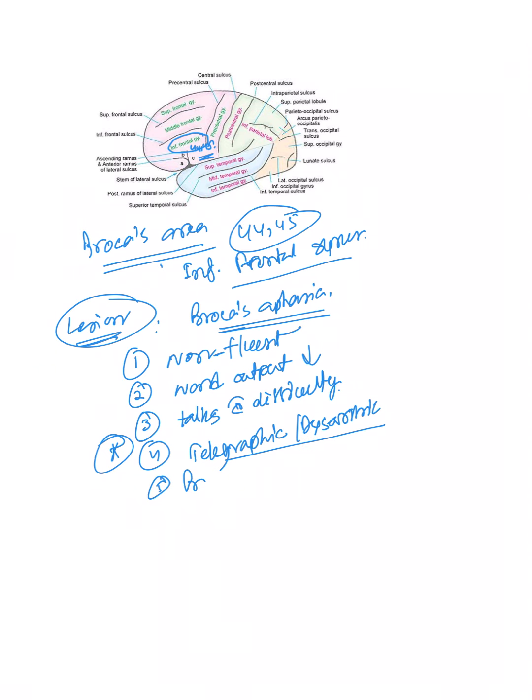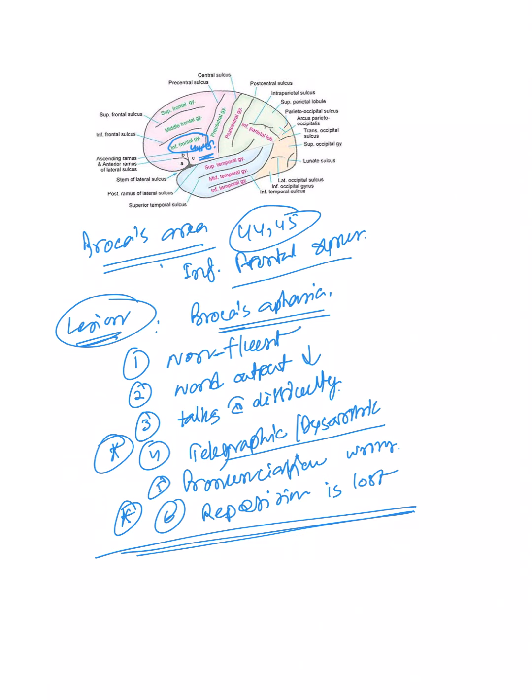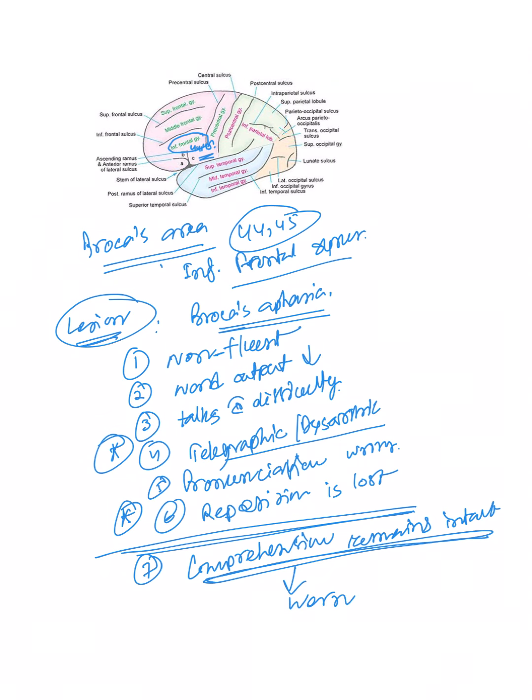Number 5, pronunciations will be wrong. Number 6, another important fact, repetition is lost. But comprehension remains intact. Very important, because comprehension of the language is controlled by Wernicke's area. I will discuss it later.